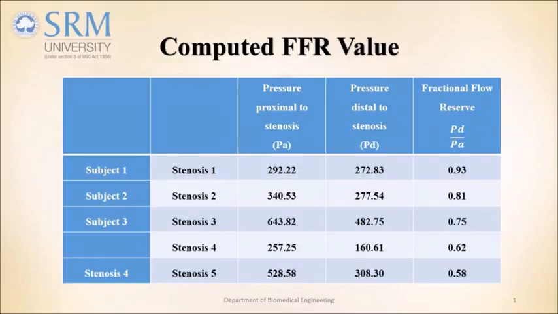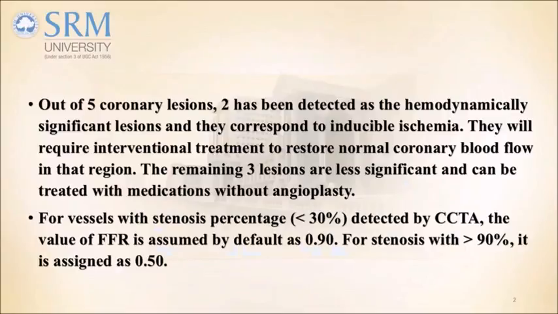The first stenosis has 0.93, second 0.81, third 0.75, followed by 0.62 and 0.58. Out of 5 coronary lesions, 2 have been detected as hemodynamically significant lesions, and they correspond to inducible ischemia. They will require interventional treatment to restore normal coronary blood flow in that region. The remaining 3 lesions are less significant and can be treated with medications without angioplasty.